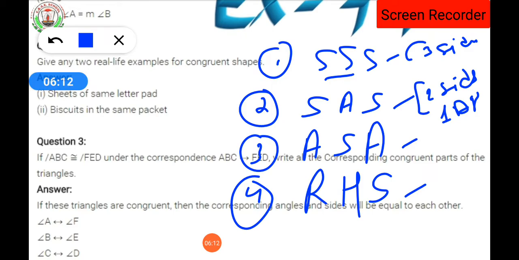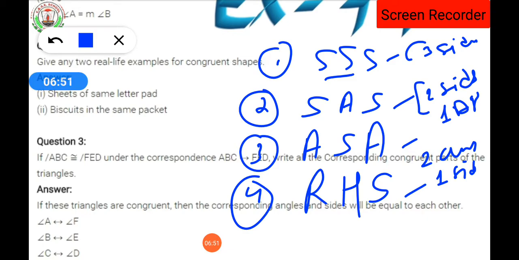Moving towards the third one, that is angle side angle. So here in this congruence criteria, we are going to see 2 angles and 1 side. In this ASA criteria, 2 angles including the side of the first triangle should be same as the corresponding 2 angles and side of the second triangle. So that is the angle side angle congruence criteria.